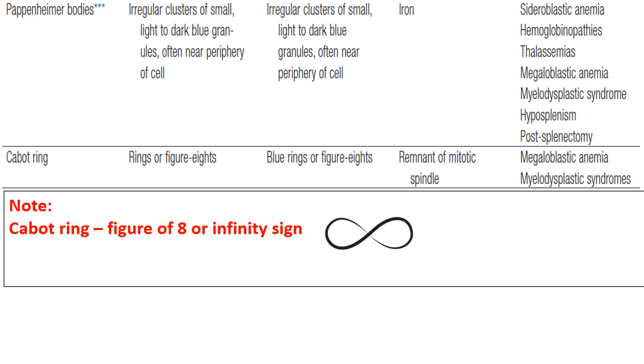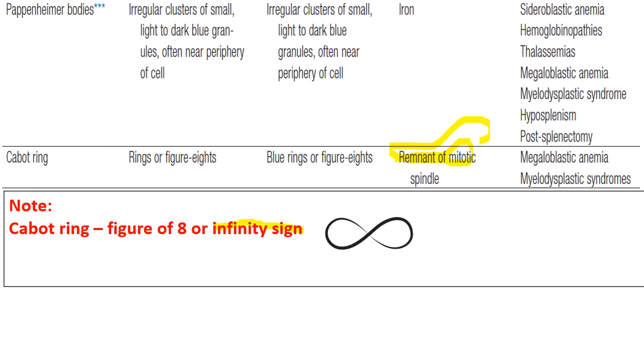Next, kabut ring naman tayo. Kabut ring appears to have a double ring or figure of 8 or infinity sign. So, ano ba yung infinity sign? Yan, yung parang nakaigang number 8. Okay? And kabut ring is actually remnant of mitotic spindles. No? Ibig sabihin, there's something wrong ulit with the RBC maturation.